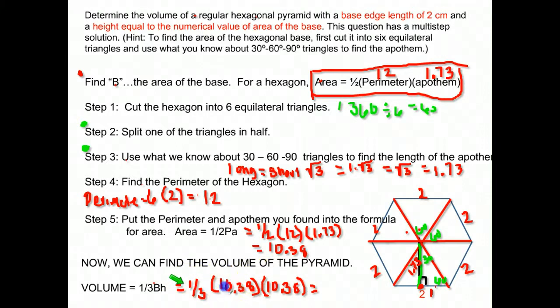And now we just calculate that. So I'm going to take 10.38 times 10.38 and divide it by 3, or take it times 1/3. And I get 35.9 approximately for the volume, and that would be in cubic centimeters. That's the volume of my hexagonal pyramid with a base edge length 2 and a height whose numerical value is the same as the area of the base. Tough problem.